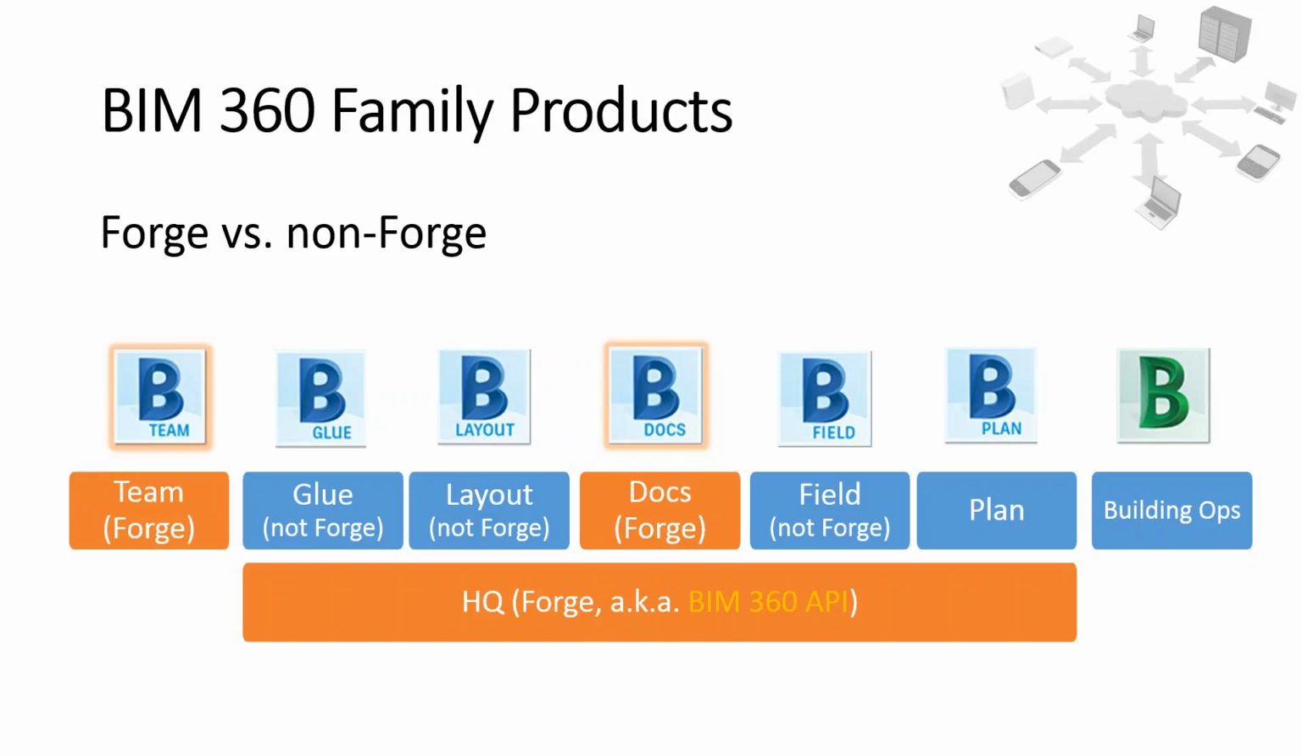So at this point, the parts shown in orange, Team, Docs, and HQ, are part of the Forge APIs. We do expect that those non-Forge APIs will be gradually getting onto Forge, but not in exactly the same way as we are using them today. We expect that instead of legacy APIs, we'll have newer APIs and products coming.